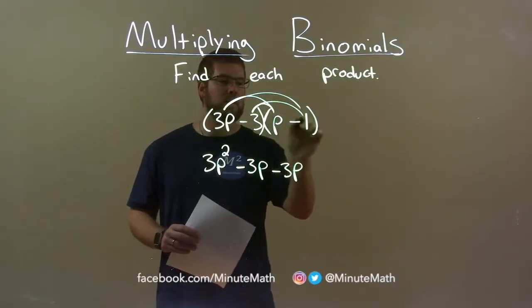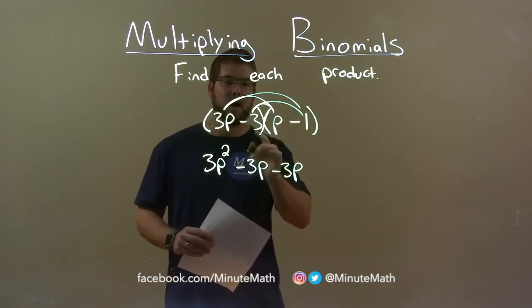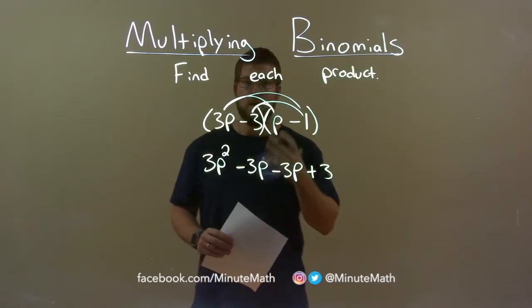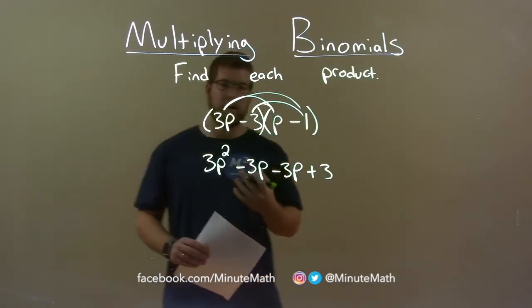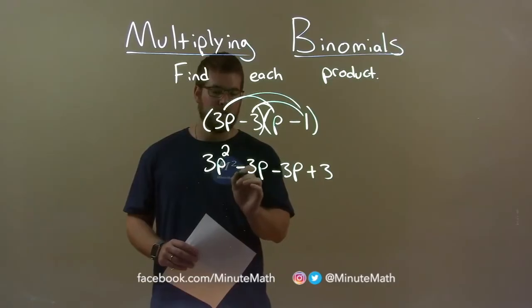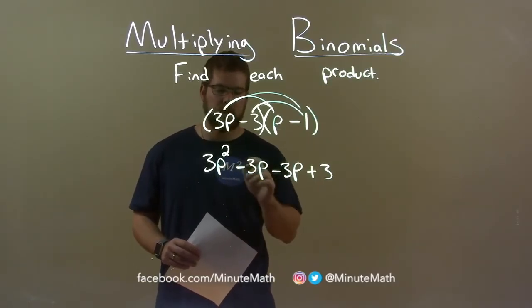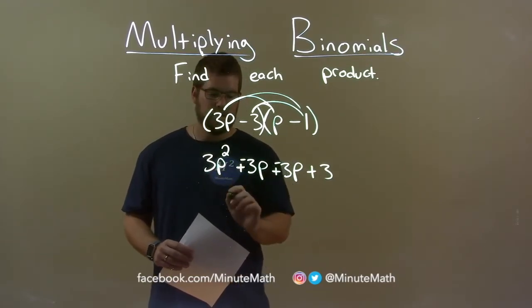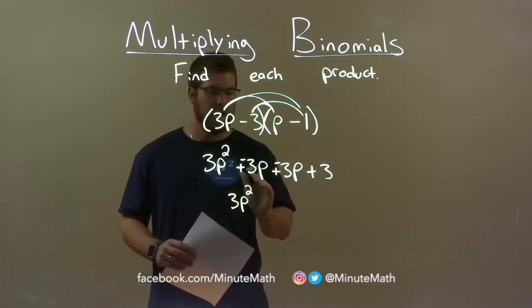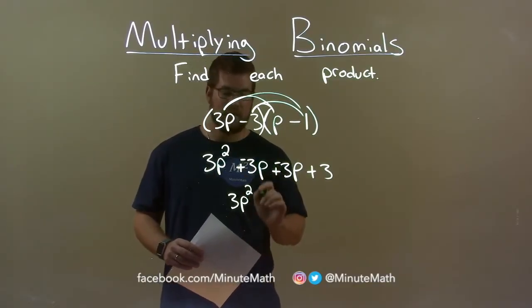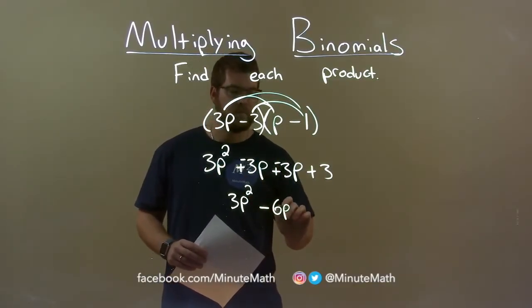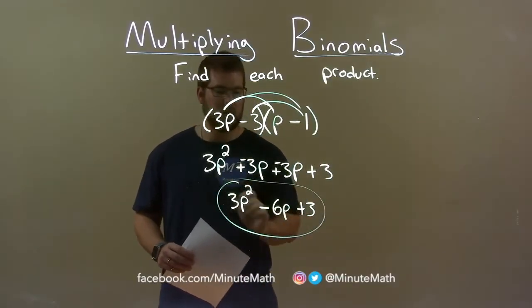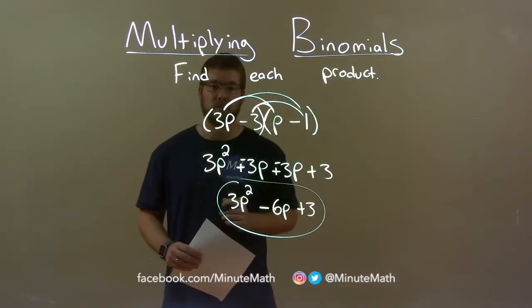And a minus 3 times a minus 1 is a positive 3. Remember, a negative times a negative is a positive. So now we got to combine our like terms and simplify. I find it's easier to convert this minus a 3p to be plus a negative. So we plus a negative 3p and plus a negative 3p. This 3p squared comes down, and a minus 3p plus a minus 3p is a minus 6p. And we bring down the plus 3, and so now our final answer is 3p squared minus 6p plus 3.